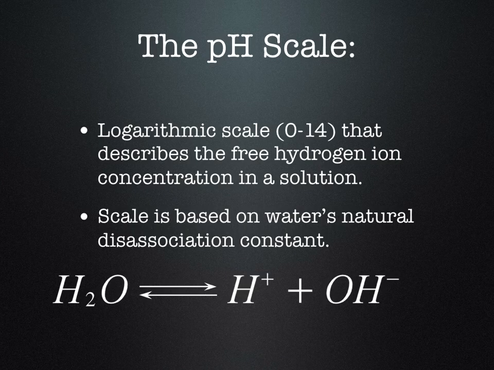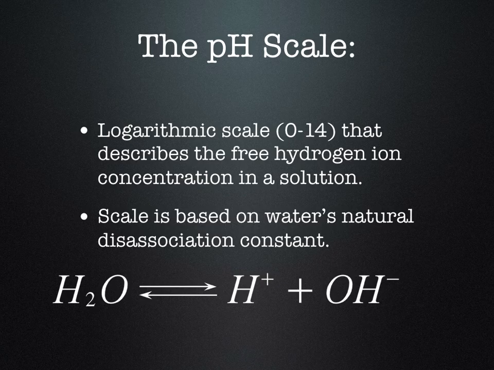The pH scale is a logarithmic scale from 0 to 14 that describes the free hydrogen ion concentration in a solution. You should also note that sometimes the free hydrogen ion concentration in a solution is also known as the hydronium ion concentration in a solution and is sometimes abbreviated as H3O plus rather than H plus.